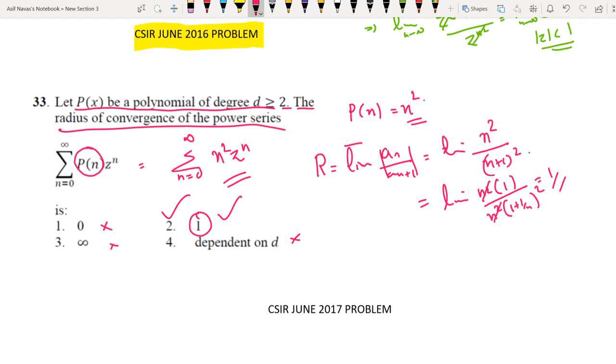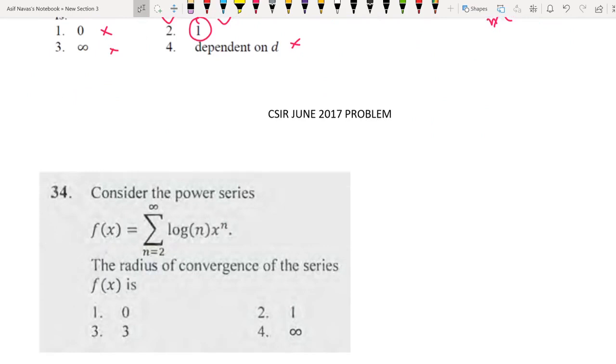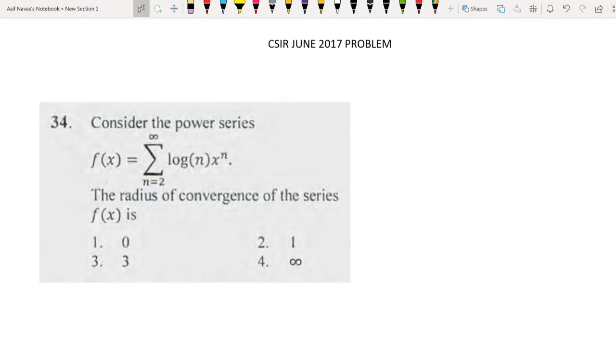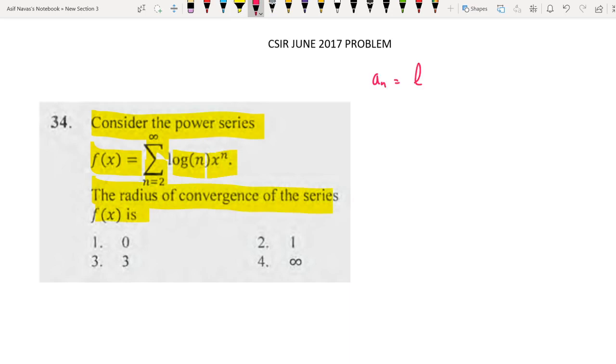Now we will move to the next problem. The next problem is a CSIR June 2017 problem. Here, given the power series f of x is equal to sigma n equal to 2 to infinity log n x raised to n, we have to find out the radius of convergence. So here given that a_n is equal to log n.